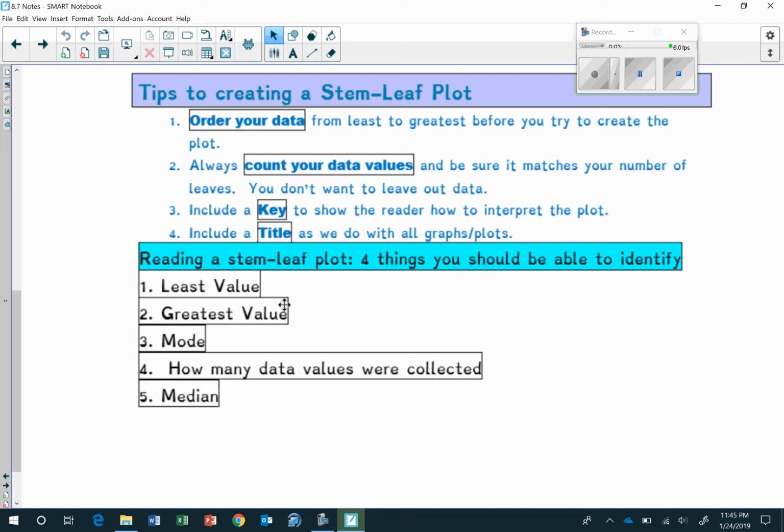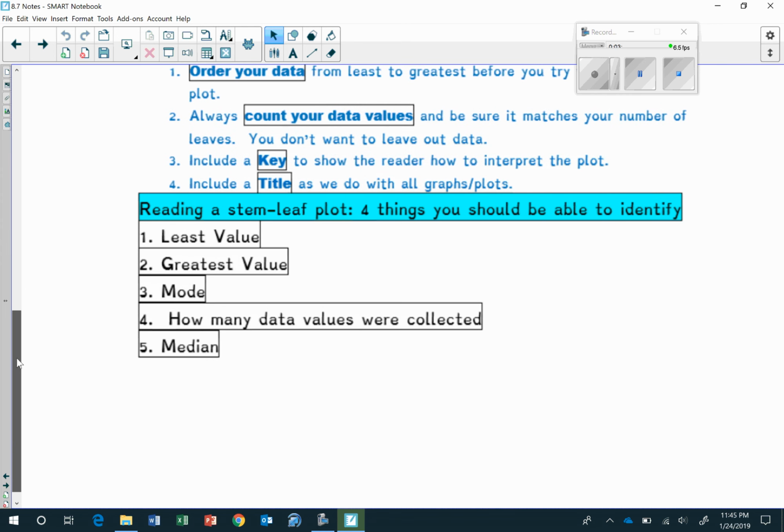Underneath that, there are some things that you can read from a stem and leaf plot. It says 4 things, but then there's 5 things listed, so there's a little bit more. You can easily find the least value and the greatest value. The least value is just going to be your first leaf. The greatest value is going to be your biggest leaf. The mode, the one that shows up the most. How many data values? Again, you just count up how many leaves there are. That's how many data values. And the median, of course, would just be the leaf that's in the middle.